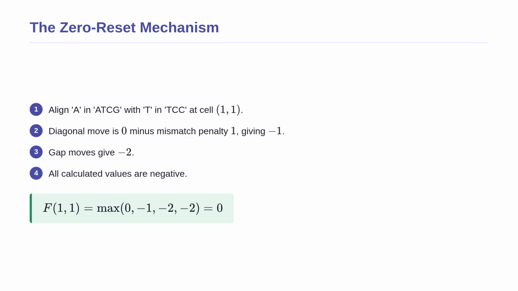After filling the entire matrix, we scan for the absolute highest number anywhere, which represents the peak score and exact location of the best local alignment.